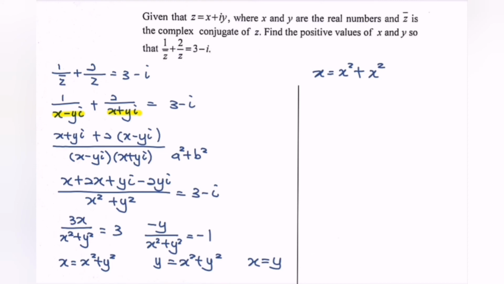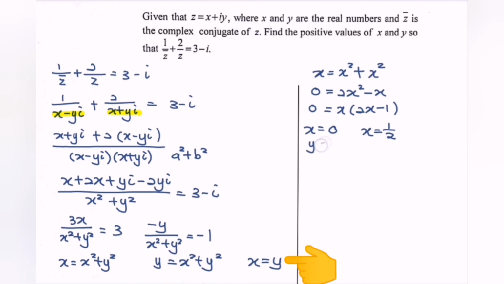Simplify the situation: we will have 2x squared minus x equals 0. Kindly factor: x times the bracket 2x minus 1 equals 0. So x equals 0 and x equals 1 over 2. If x equals 0, automatically y equals 0, because as we all know, x equals y. Then y equals 1 over 2 when x equals 1 over 2.